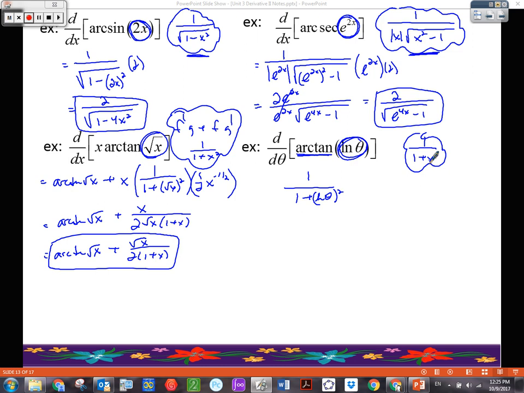Now I have to multiply by the derivative of the argument. The derivative of natural log of theta. It would be similar to the derivative of natural log of x. What's the derivative of natural log of x? It's 1 over x, right? So what would the derivative of natural log of theta be? 1 over theta. So we multiply this by 1 over theta. And then it's just a matter of cleanup. So this would be 1 over theta times 1 plus natural log squared.